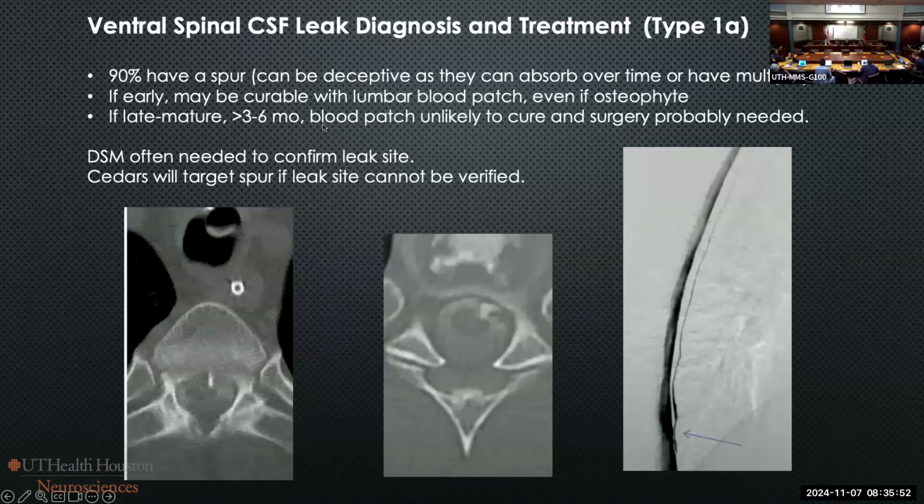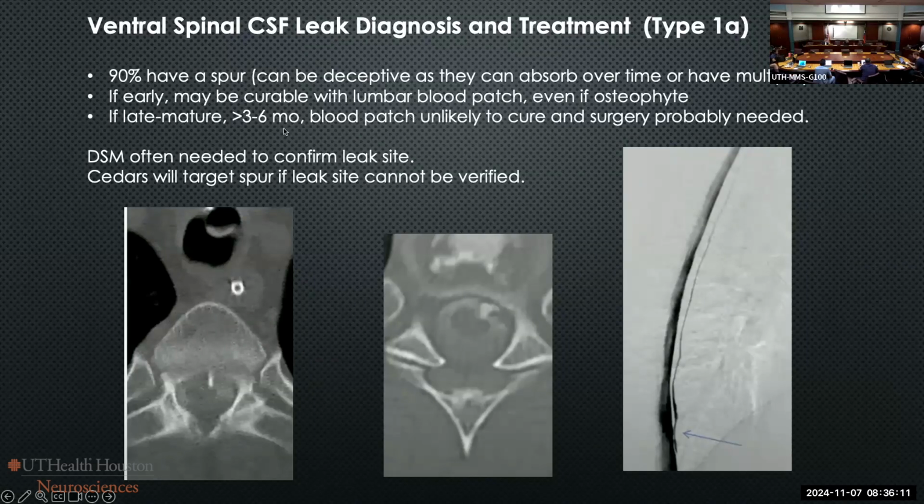This is kind of interesting. So 90% of people with a type 1A leak will have a spur. So that's what we're looking for, a ventral spur, but they can resorb over time. If you catch it early, it may be curable with a lumbar blood patch, even if it's an osteophyte. So again, they're very strongly recommending blood patches.